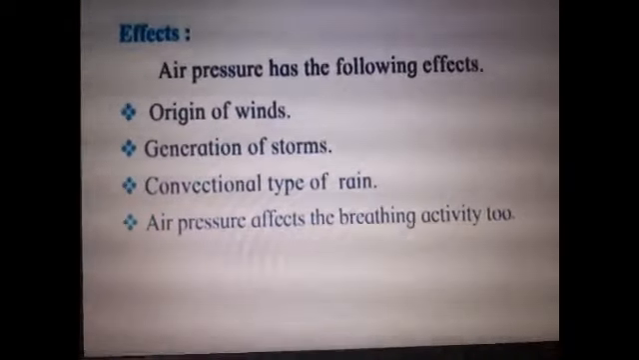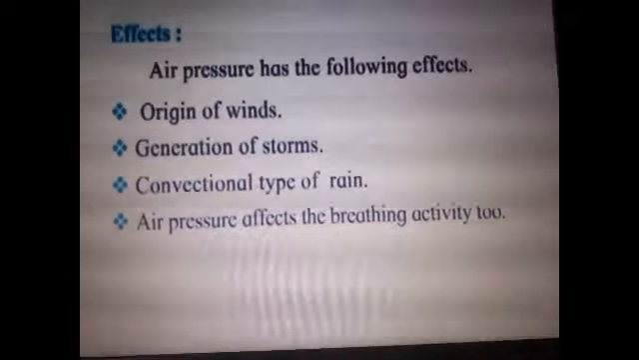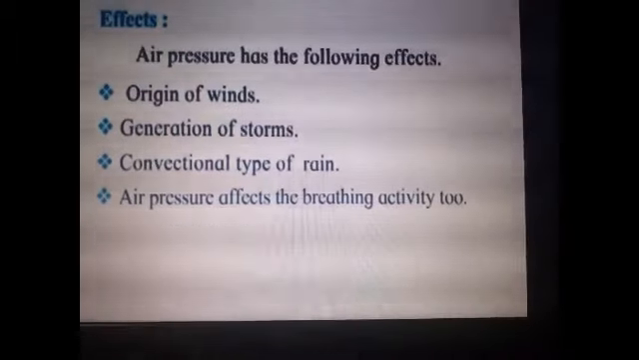Which start from the south, they turn towards the southwest, which means there is a change in the direction of the winds. Second, generation of storms. Storms are generated because of the air pressure. Convectional type of rain. What is convectional rain?